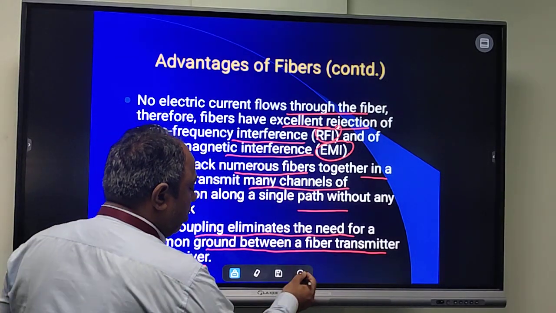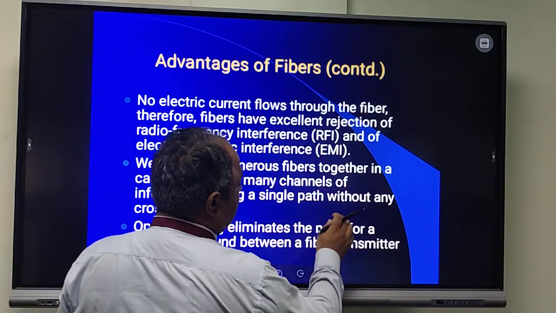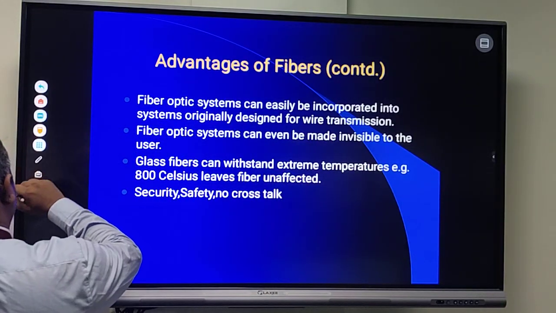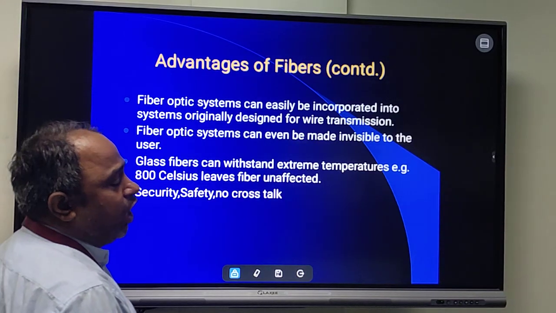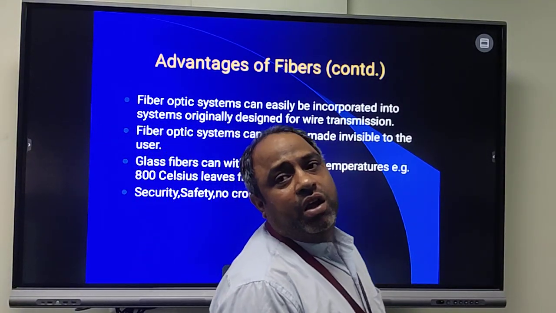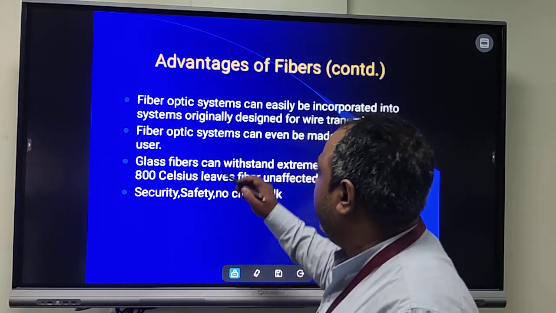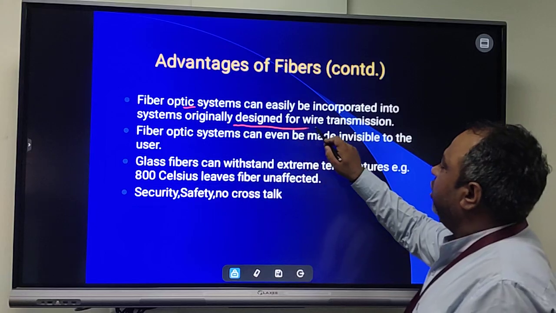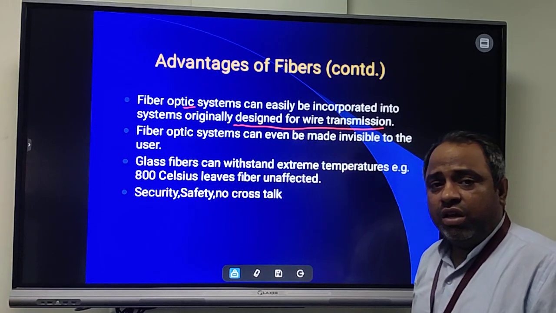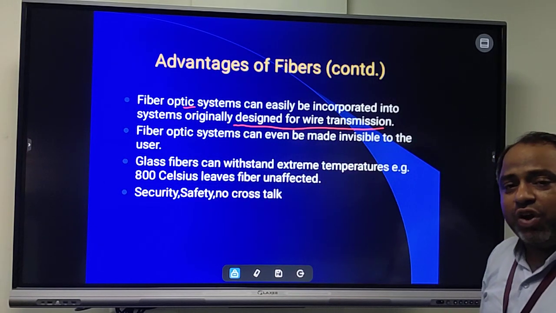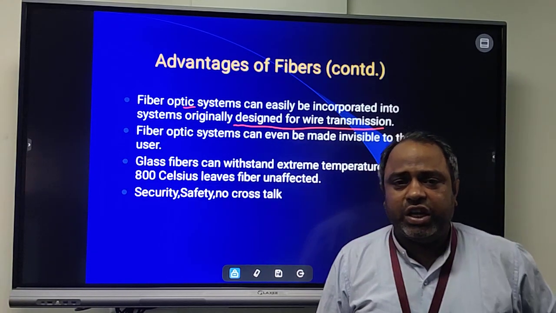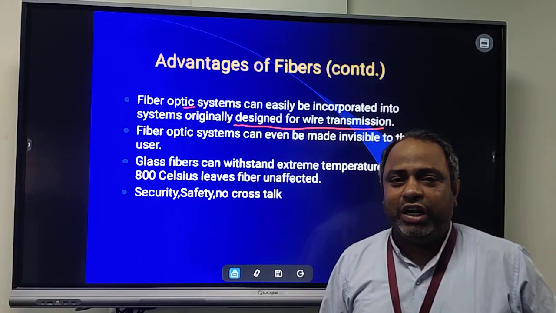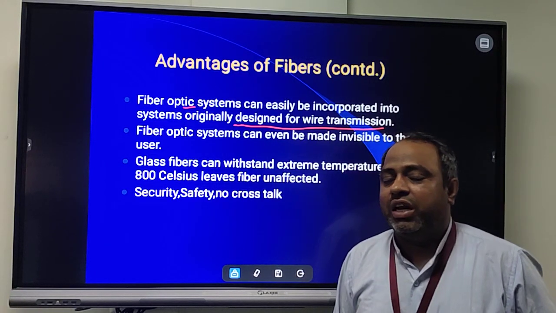Now we are talking about the next part of the slides. A few more advantages of optical fiber communication: how efficiently and effectively this fiber plays an important role in communication. Now look at this. Fiber optic systems can easily be installed in systems originally designed for wire transmission. Obviously, once the optical fiber is installed with the help of a wire, the installation cost is very high. But when the duration of transmission goes up very large, the loss is approximately negligible.